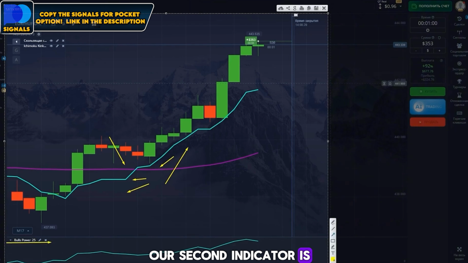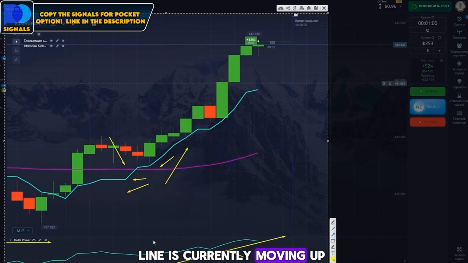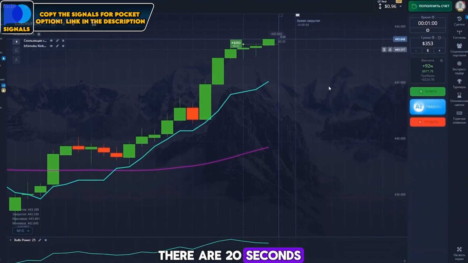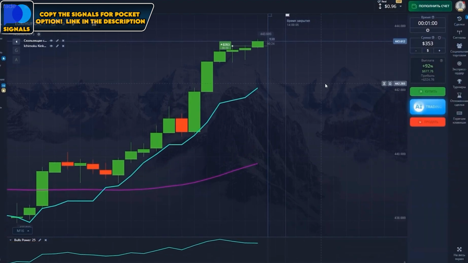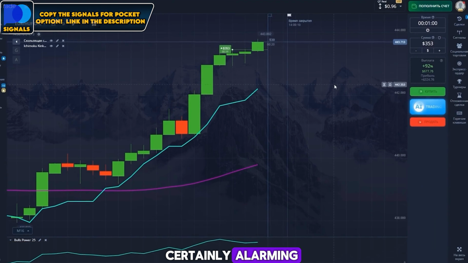Our second indicator is Bull's Power. According to it, we see that our line is currently moving up, and has been in the upper area for a long time. This is also a signal to increase. There are 20 seconds left until the end of our trade. So far, the result is successful, but these shadows are certainly alarming. We will see based on the final outcome.